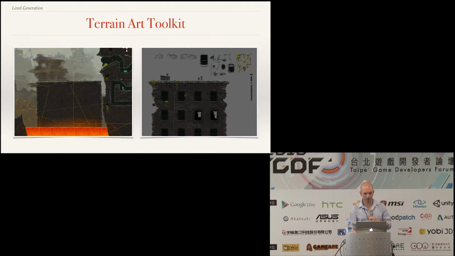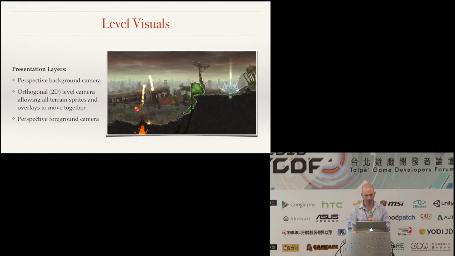As for the presentation layers, that's a very important thing in how Mushroom Learn works. It has a perspective background camera with all the different parallax layers running at different speeds, obviously because it's perspective. Then on top of that, you apply the 2D orthogonal level camera. Everything is in the same layer, so all the terrain sprites never have gaps between them, and you can apply all the overlays and everything. And then you have a perspective foreground camera. That's also, you can apply different layers of different depths. And it all comes together like so.